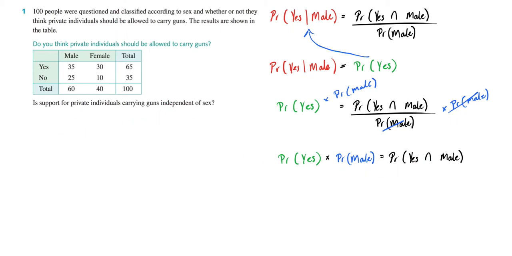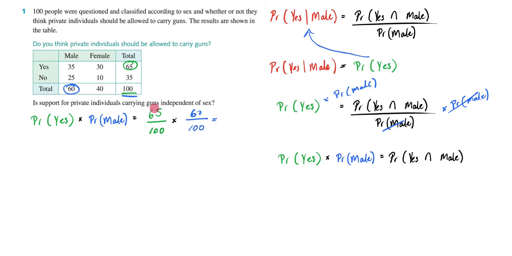So I'm going to take this and I'm going to answer it. What is the probability of an individual saying yes? Well, 65 people said yes, and we can divide that out of 100 because 100 people were asked. Now we're going to times that by the probability of people that were male. We know that 60 people were male, and that's out of 100 people. So 60 out of 100.